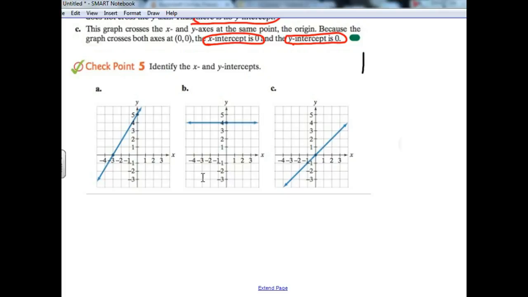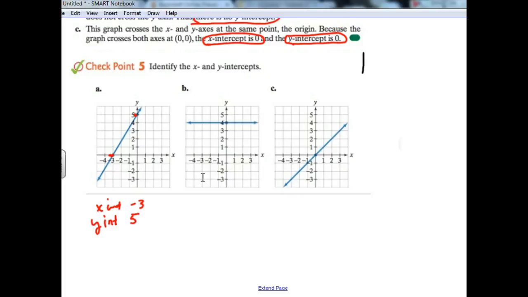What is the x-intercept? Well, in A, it's crossing right here at -3. So the x-intercept is -3. The y-intercept in this particular one is crossing right here at 5. So you would simply say the y-intercept is 5.